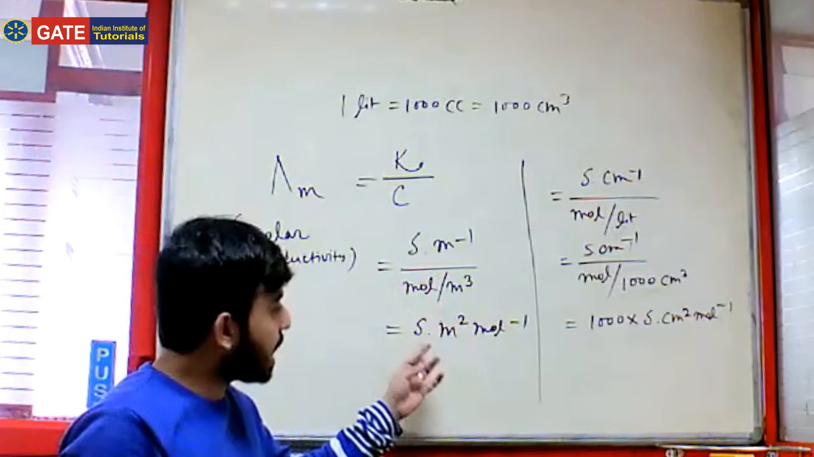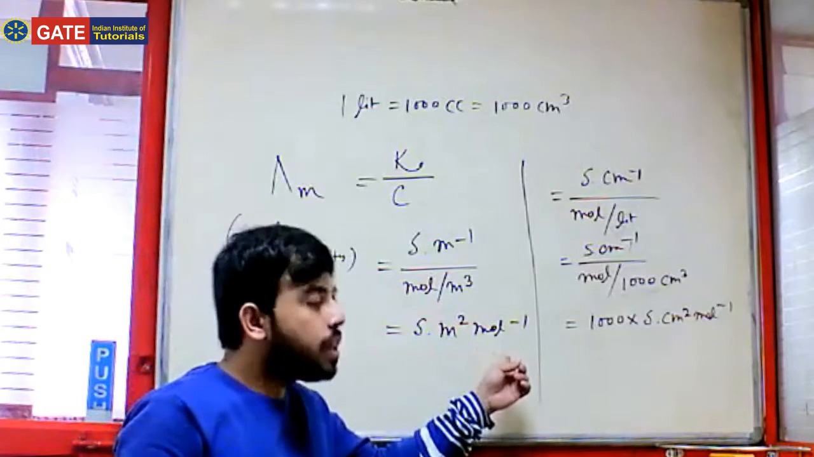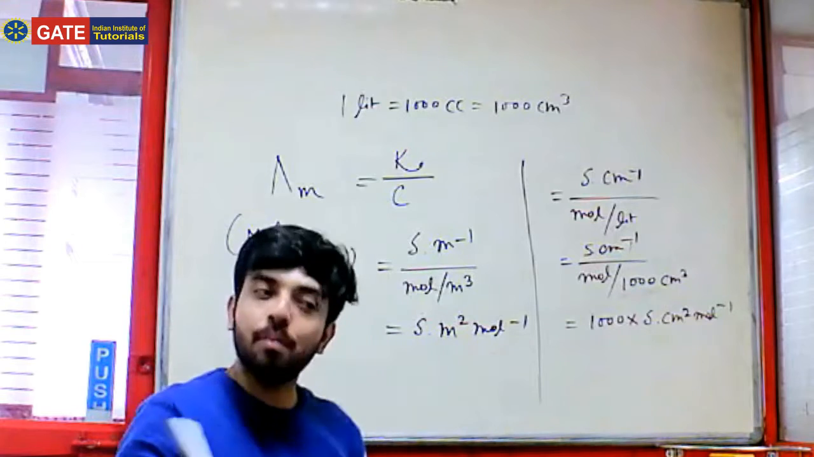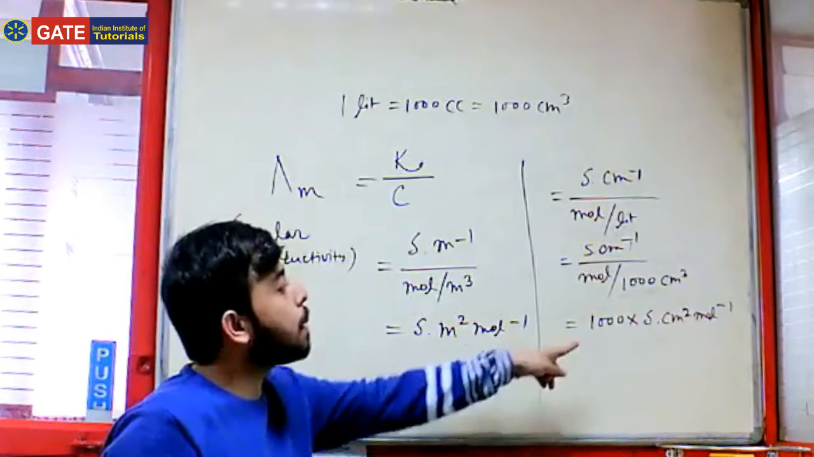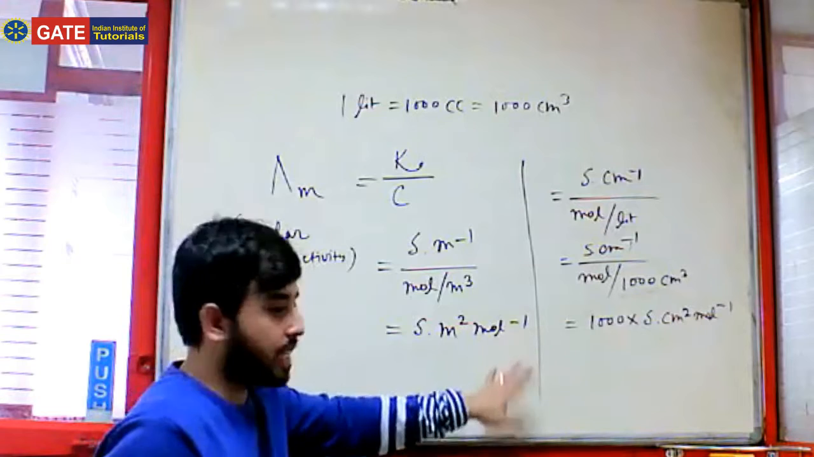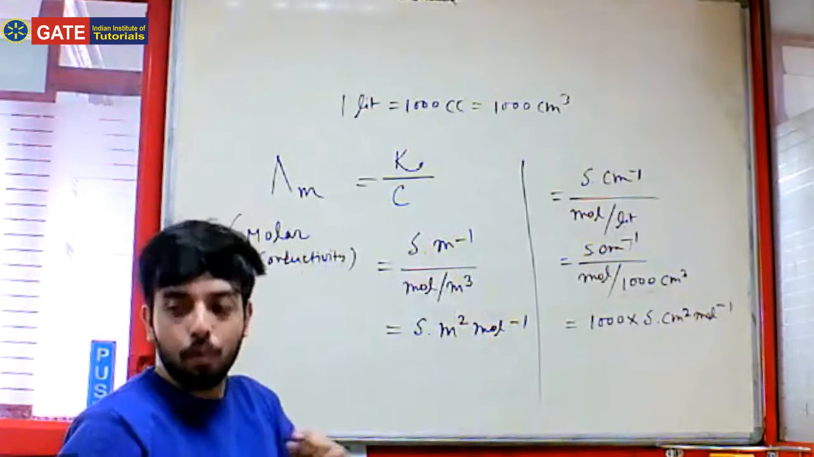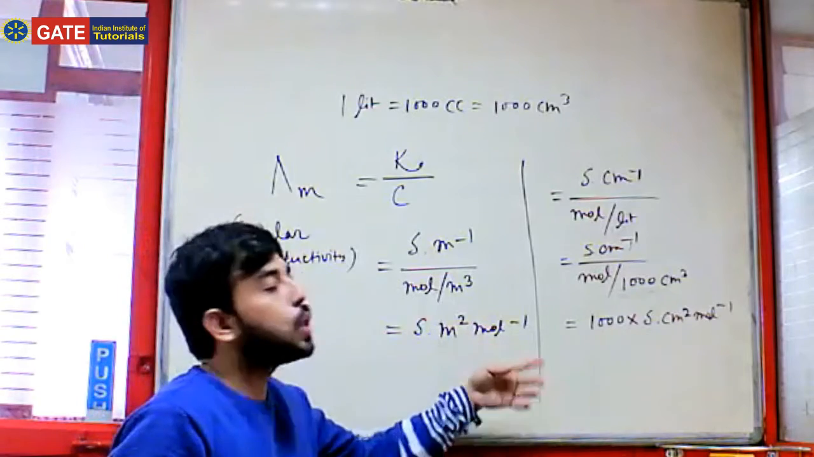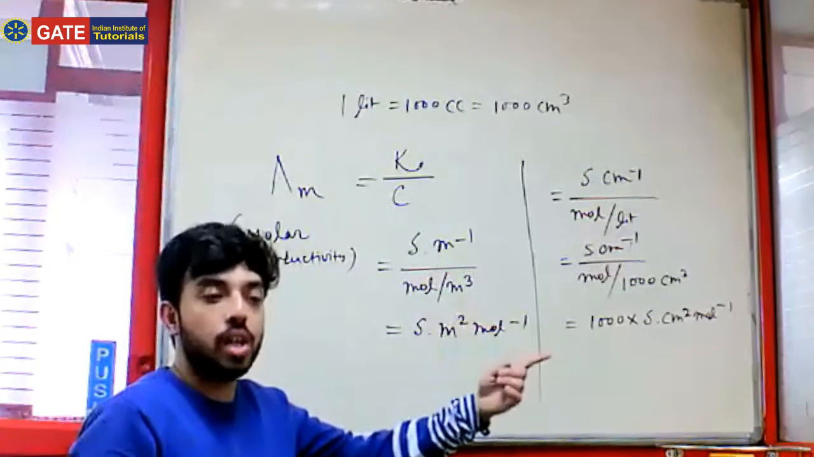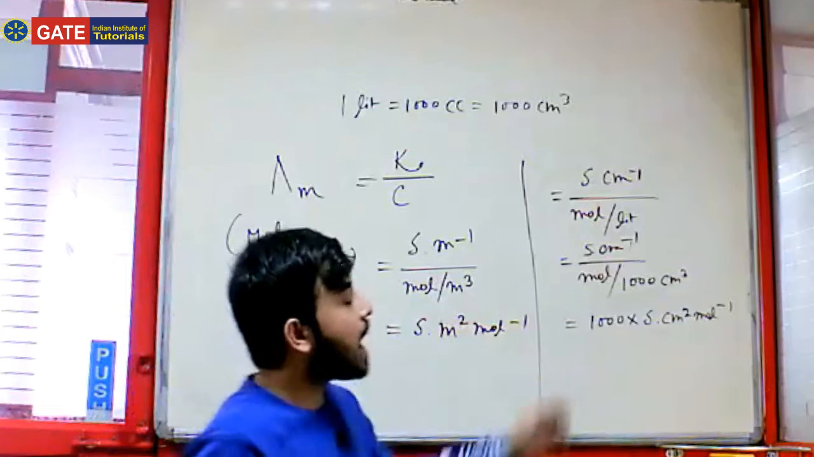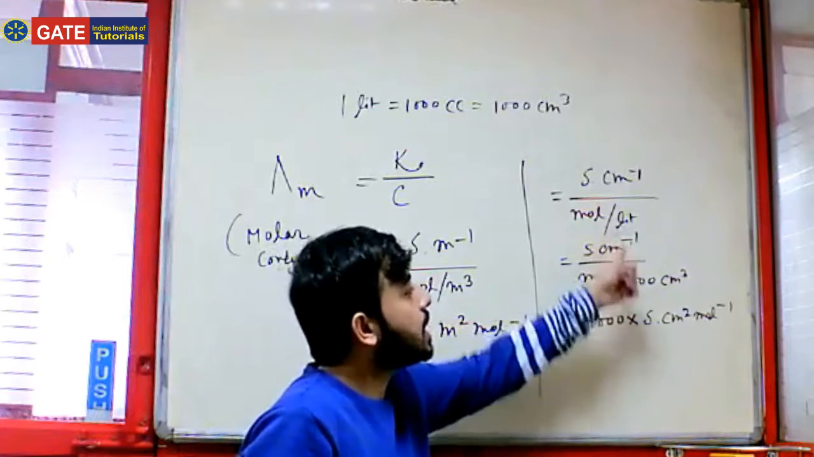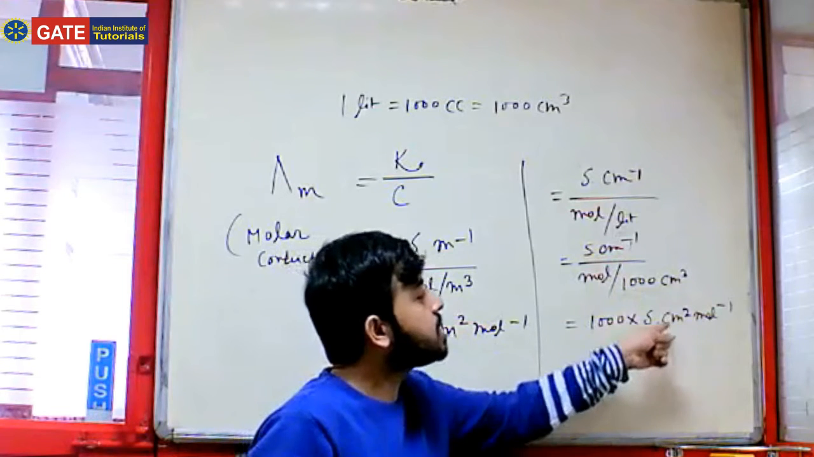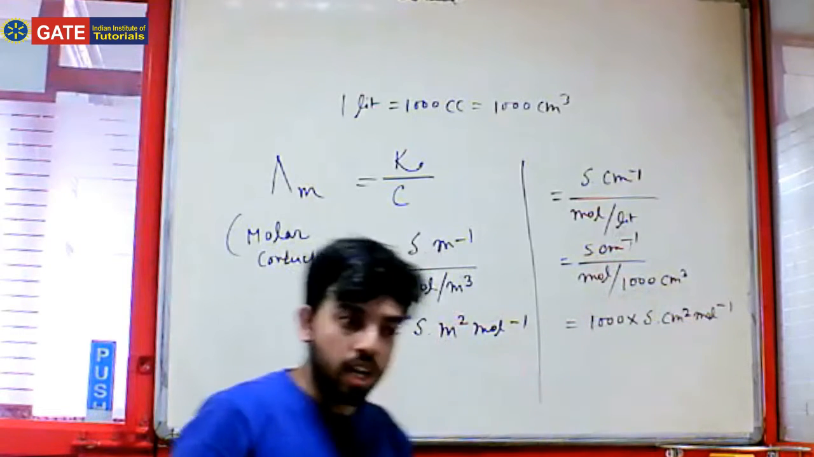I'm not saying that 1 Siemens meter square mole inverse means 1000 centimeter square. No, I'm not telling that. It will actually come to 10 to the power 4. If you check your book also, 1 Siemens meter square mole inverse is 10 to the power 4 Siemens centimeter square mole inverse. But here, I just wanted to tell you, just put the liter as 1000 centimeter cube. So the unit will be 1000 into Siemens centimeter square mole inverse.